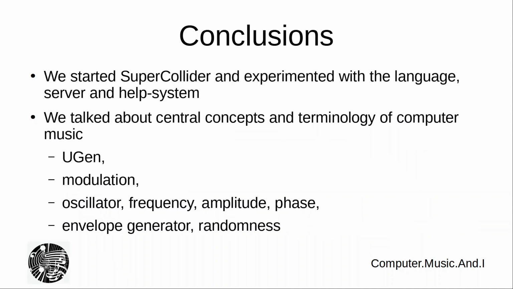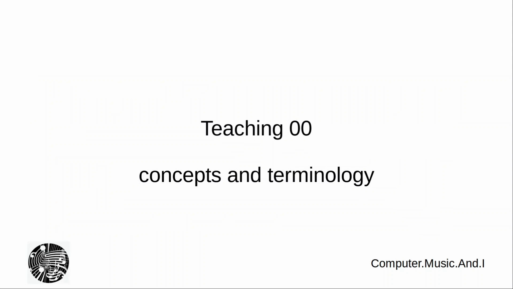Right, so let's try to conclude what we've learned in our first session. We started SuperCollider and experimented with the language, with the server and with the help system, and gained some insight into how to use the system, and created some first sound. Then we talked about central concepts and terminology of computer music. The central term is, of course, UGen, the unit generator. Then we've learned a little bit about modulation. We've seen oscillators, and we talked about amplitude, frequency, and phase. And we also talked a little bit about envelope generators and randomness. Okay, so much for the first teaching session about concepts and terminology.